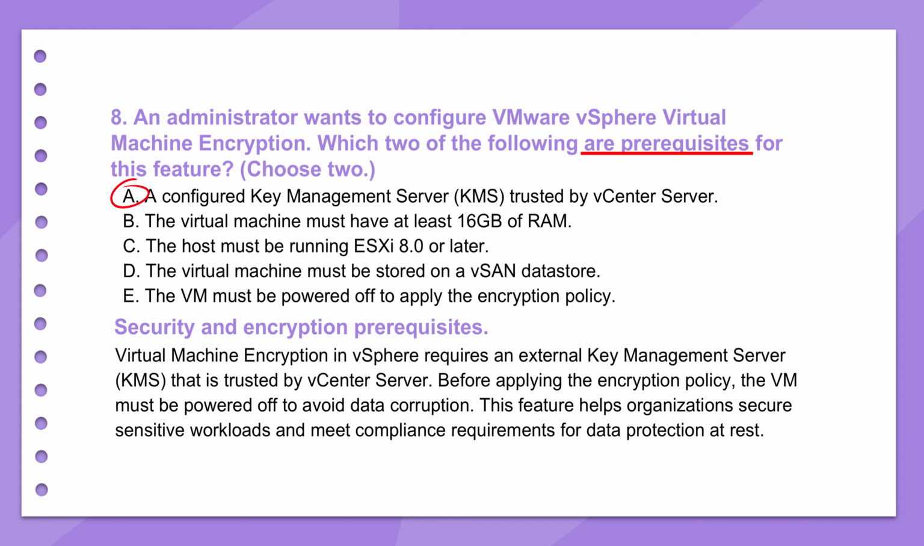And the second prerequisite? The virtual machine has to be powered off. You can't just flip an encryption switch on a running VM. You need to shut it down first to apply that encryption policy. Power it off first. Okay, so things like how much RAM it has or the specific ESXi version, those don't matter for enabling encryption itself. Nope, those aren't the core requirements. It really boils down to having that trusted KMS and the VM being in a powered-off state. Got it. Control the keys, apply the change when it's static.